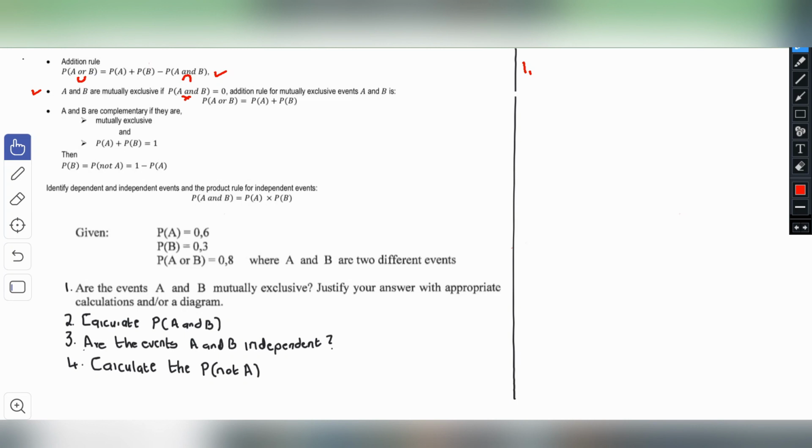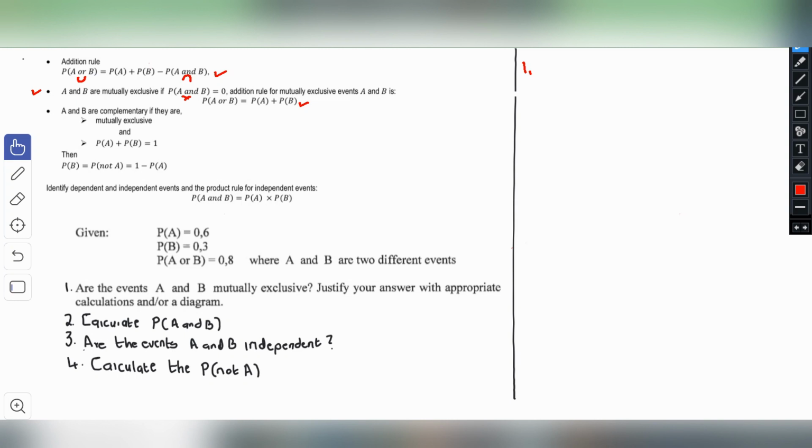And the other way is that when the probability of A or B is equal to the probability of A plus the probability of B, then we can conclude that those two events are mutually exclusive. So it means we have two options to solve for the mutually exclusive, right?